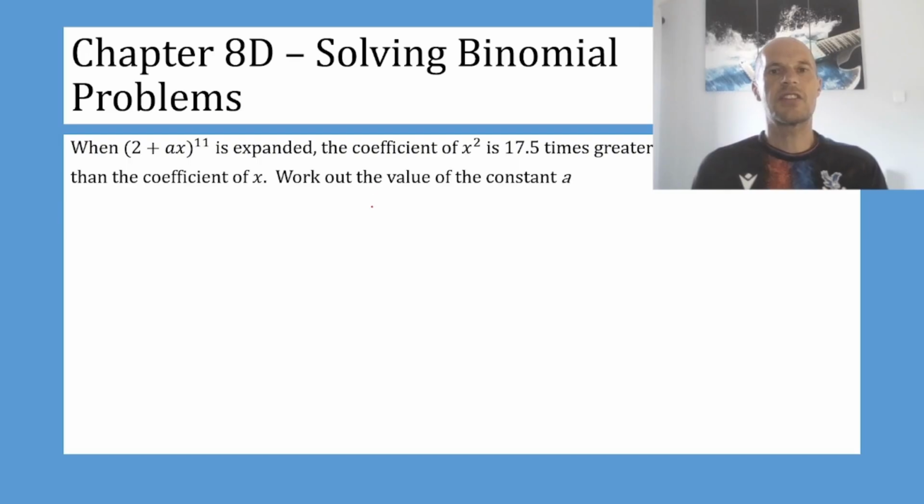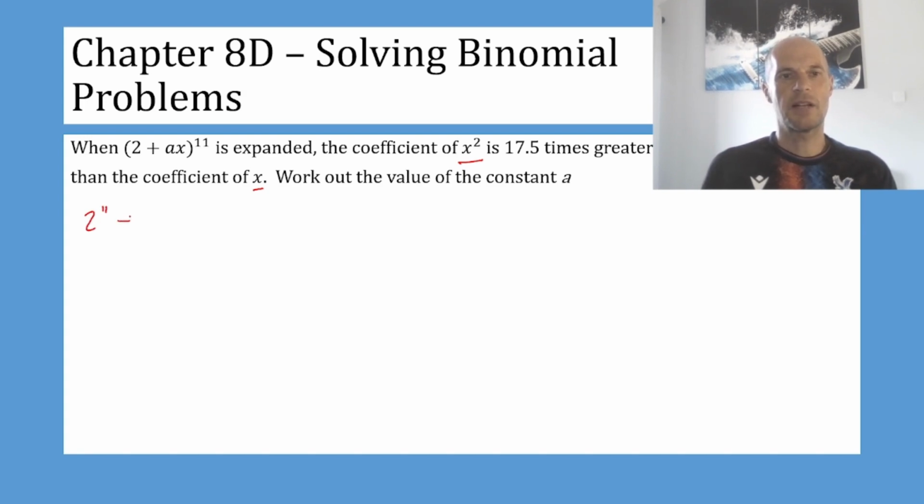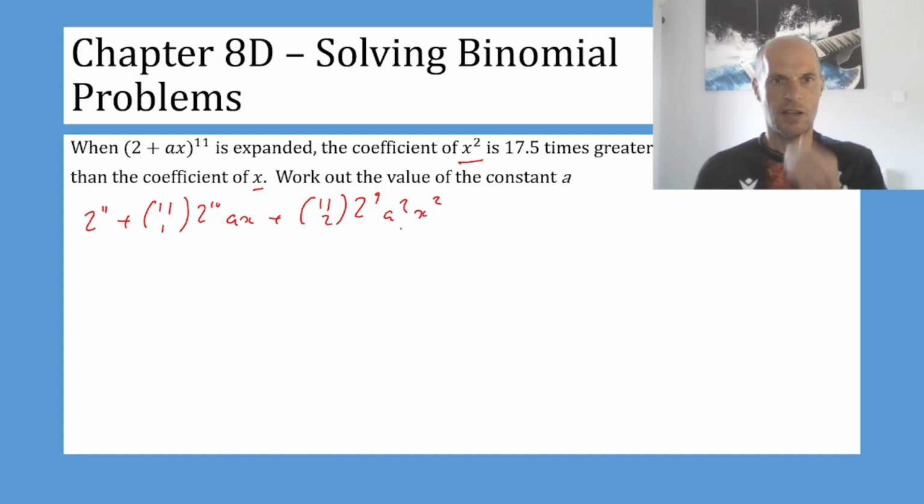Okay, so a bit like the previous example, we are only interested in x to the power of 2 and x to the power of 1. So if I do my binomial expansion, I'm going to get 2 to the power of 11 plus 11 choose 1, 2 to the power of 10 times ax plus 11 choose 2, times 2 to the power of 9 a squared x squared. Okay, so here's my x term, here's my x squared term.